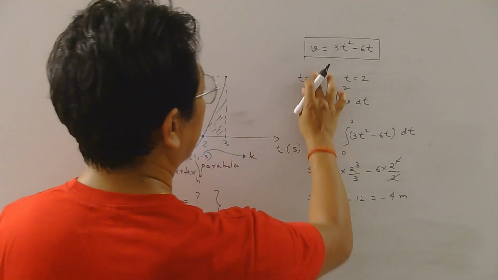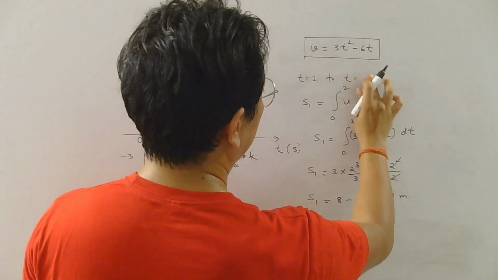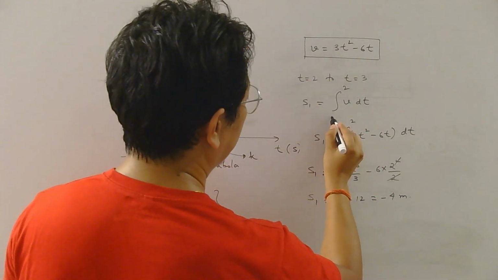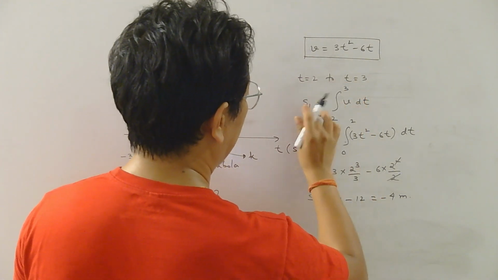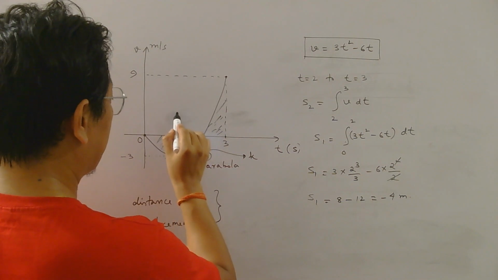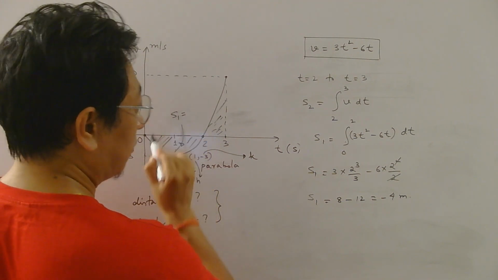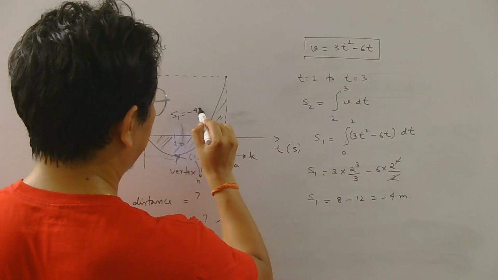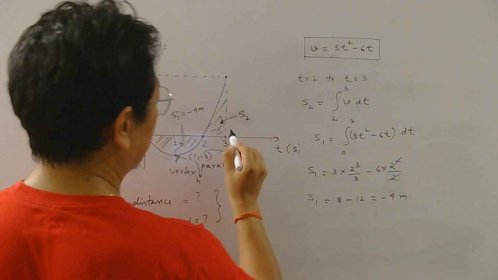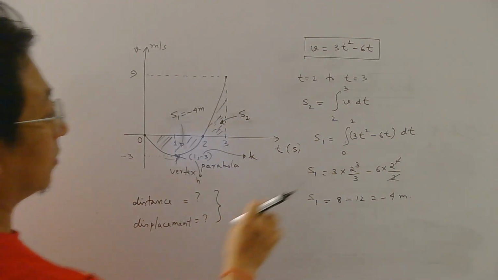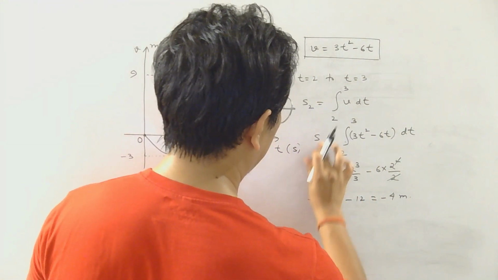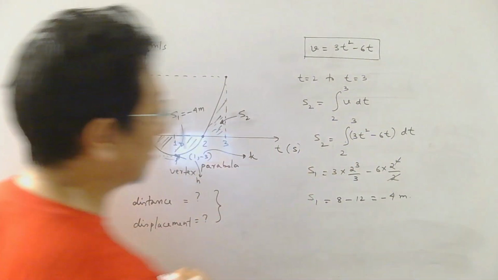So now I want from t equal to 2 to t equal to 3 seconds. So the integration has to go from 2 to 3, and that displacement, let me call it S2. So this area under the graph I said is S1, which I found to be minus 4 meters this side. Okay. And this area I am going to call S2, which we will calculate now. So this will be from 2 to 3, right? S2. So let's do this integration.